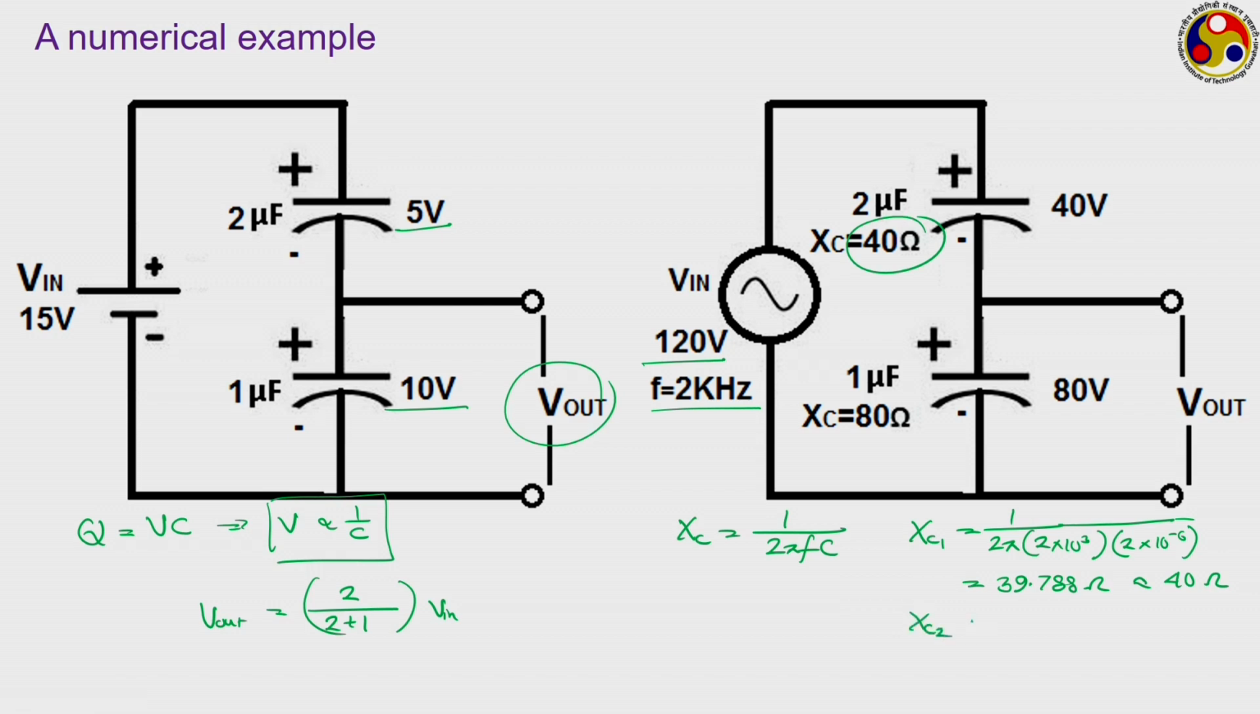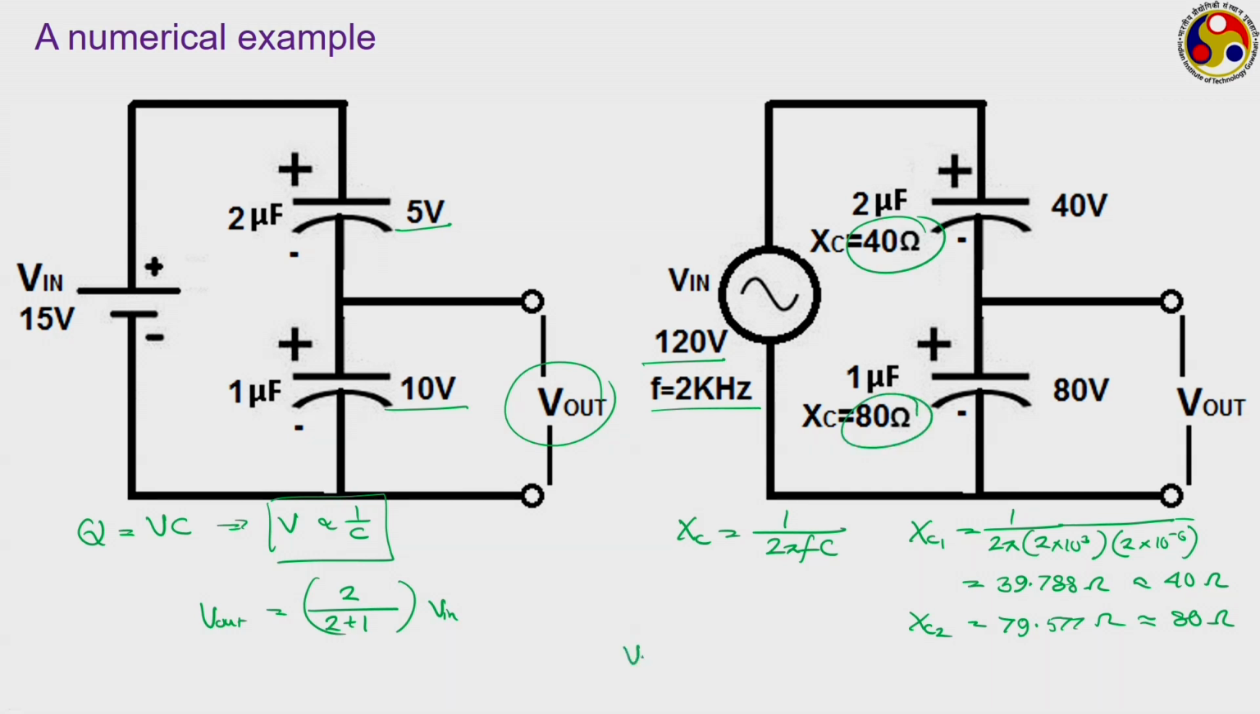Similarly, Xc2 we can calculate just the same; only you have to put C equal to 1 microfarad, that is 1 into 10 to the minus 6. That will be just double of the previous one, 79.577 ohm, or approximately 80 ohm, which is shown here. So the corresponding equivalent resistances are 40 ohm and 80 ohm.